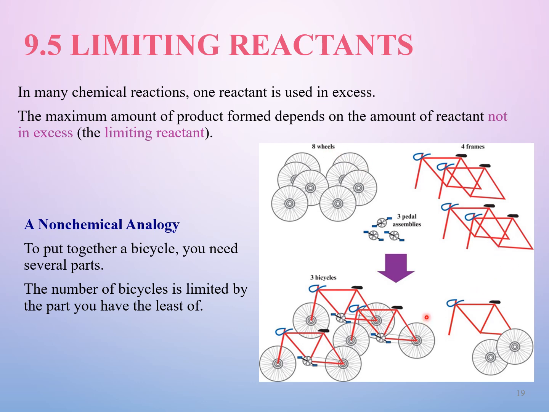Okay? And the 3 bicycles here that we make, this is the maximum possible amount of bicycles that you can make. This is actually also called the theoretical yield. Okay? And these are just the excess reactants that are left over. How much is left over? So here, that's a non-chemical analogy. Now we want to try to use the same analogy in chemistry.